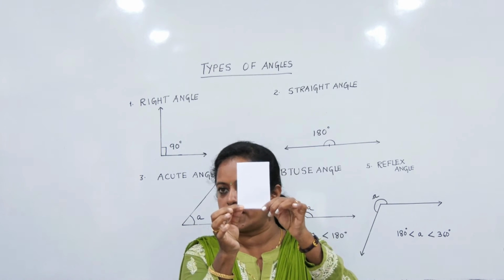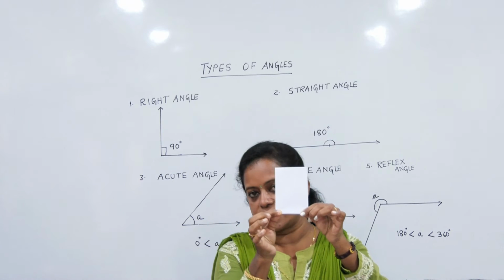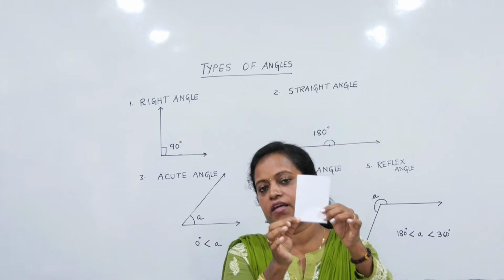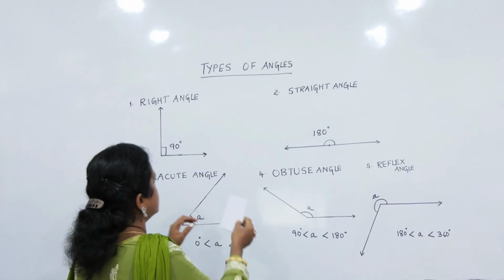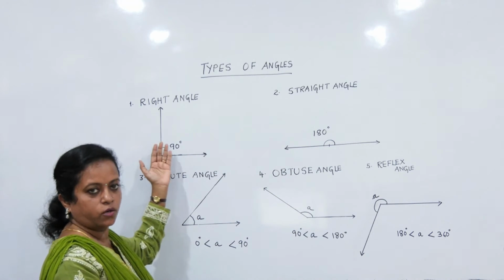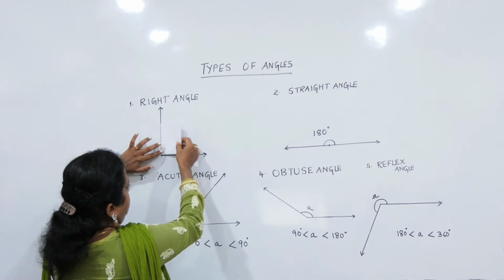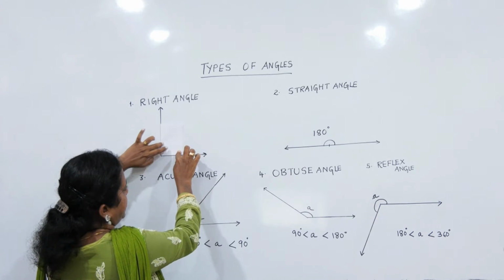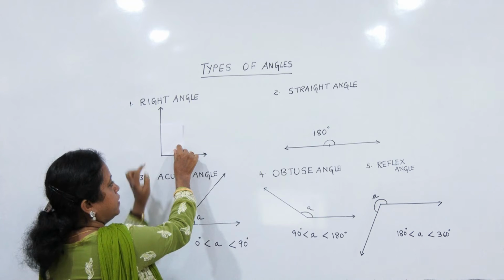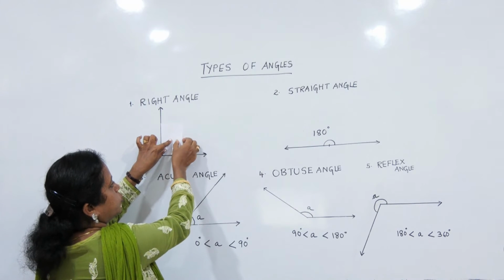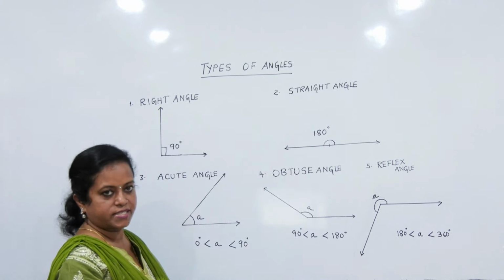This you can use to test whether the given angle is 90 degree, greater than 90 degree, or less than 90 degree. So let us place this right angle tester on the right angle that is made on the screen. When I place it on the screen, I find that both the edges are exactly coinciding with the right angle tester. So this proves that this is a right angle.